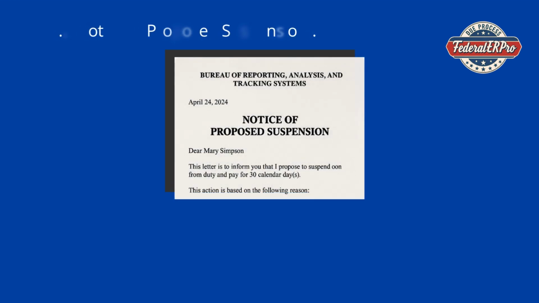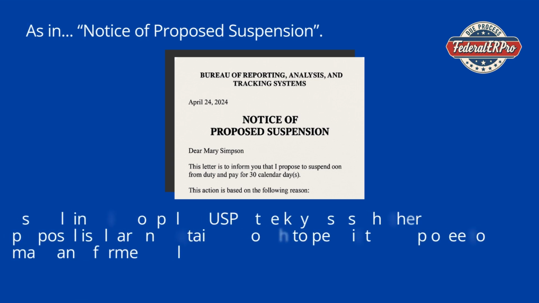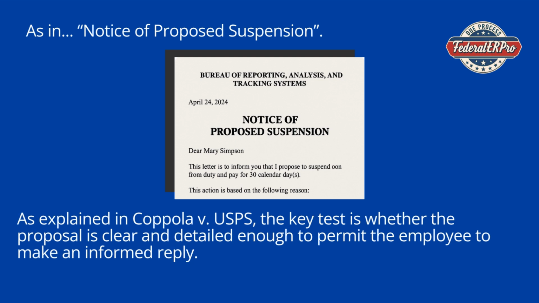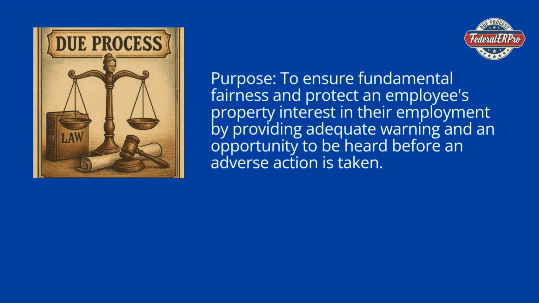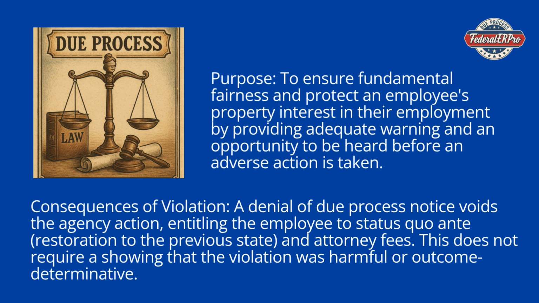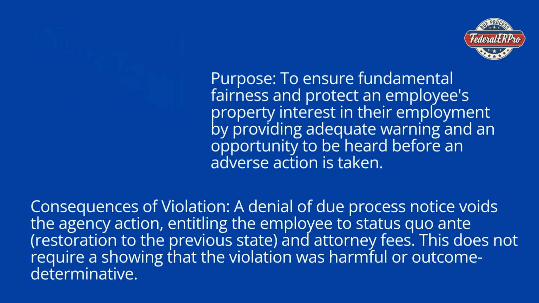Think of the proposal notice as the indictment. It's more than just a formality. It sets the stage. It must not only lay out the specific reasons for the action, but also highlight any aggravating factors the agency intends to rely on for the penalty. Get this wrong, and the consequences are severe. Because due process notice is so foundational, a violation can void the entire agency action. This means the employee is restored to status quo, back to where they were before the action, and the agency could be liable for attorney fees. This underscores just how vital it is to get due process notice right from the start.